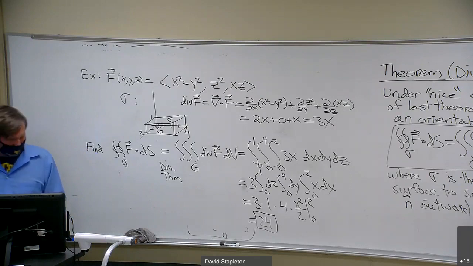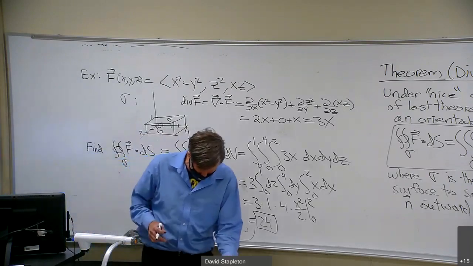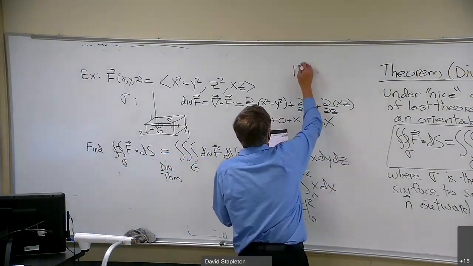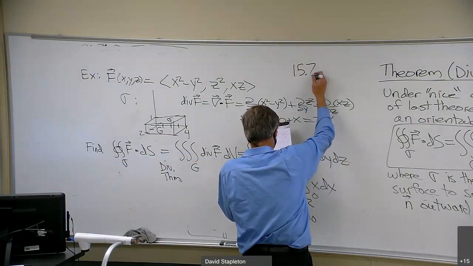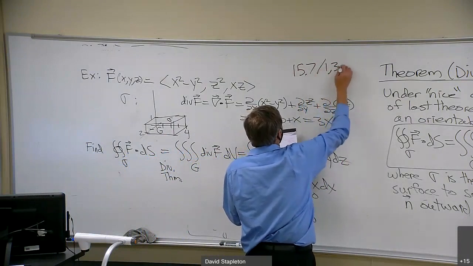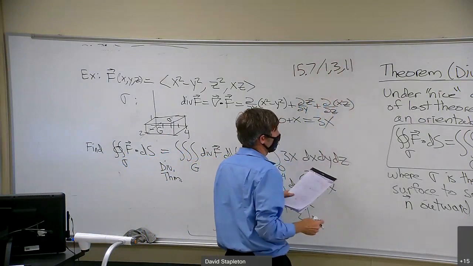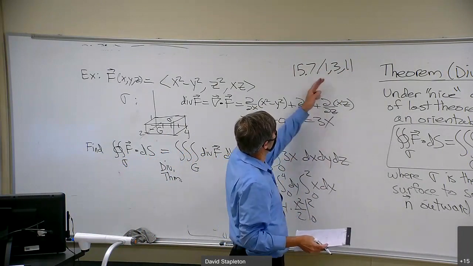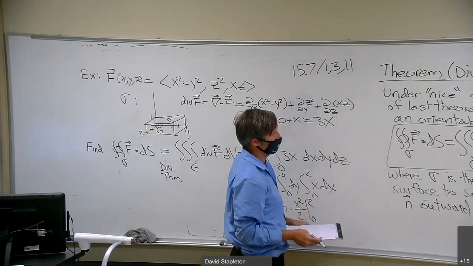So let's see, I've got some problems here. Take a look at 15.7 on the divergence theorem: 1, 3, and 11. I don't want to do anything fancy. I'll just give you problems. Yeah, let's just do that. If you like one of these, I'll give you one of these with different numbers.